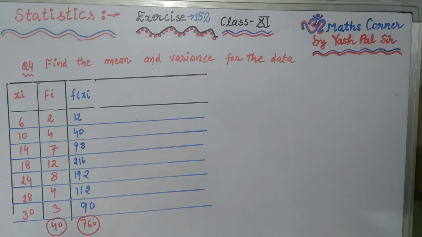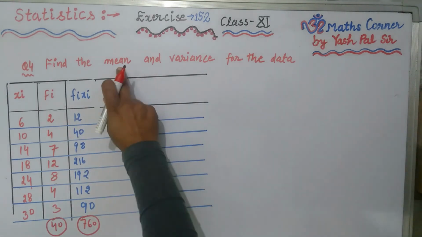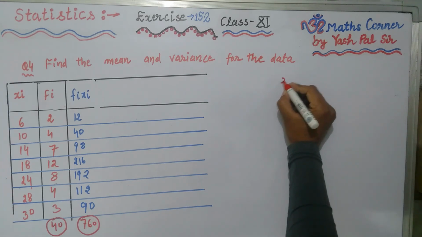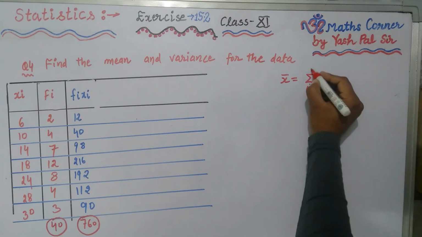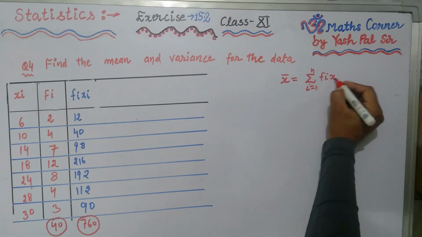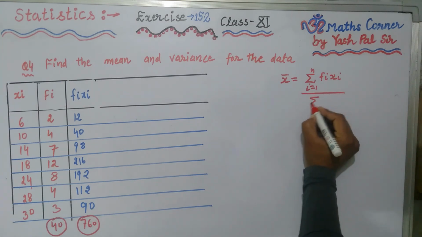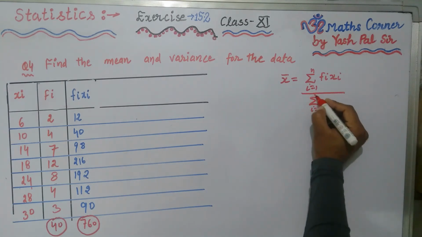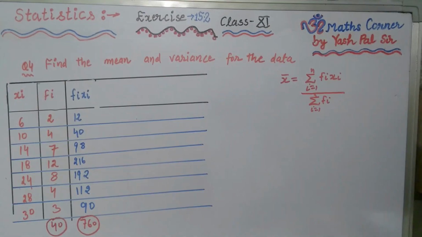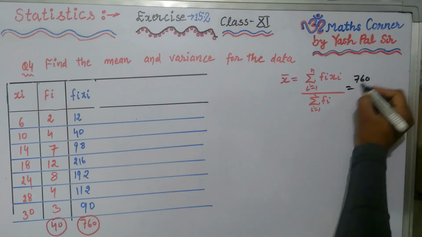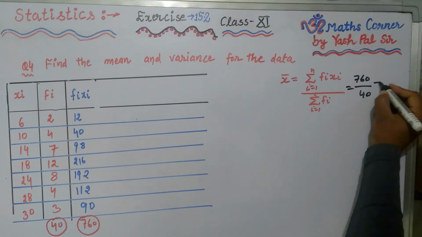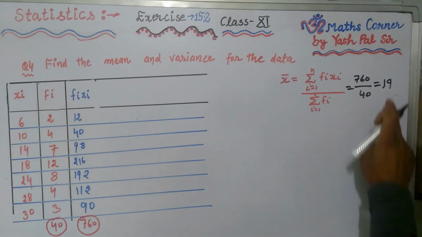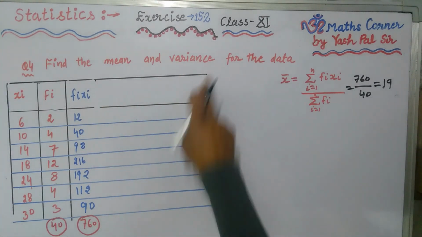Right? Now why are we finding the sum? Because we are interested in finding the mean, x bar. The formula is summation i equal to 1 to n of fi xi, divided by summation i equal to 1 to n of fi. The summation value is 760, divided by summation fi, which is 40. So the zeros cancelled. 19 is the mean of this data.